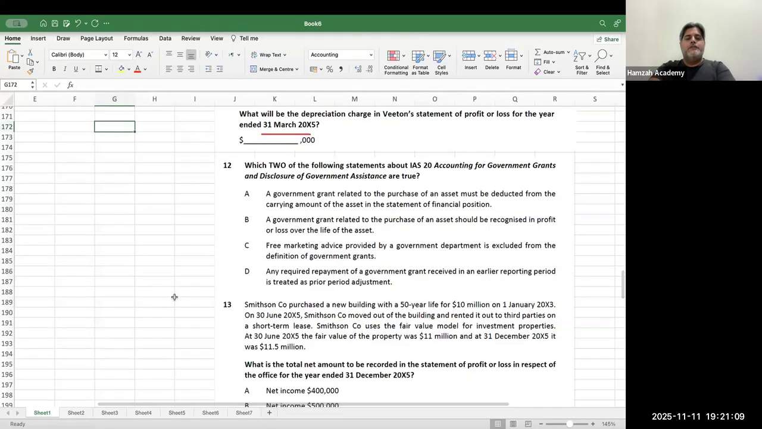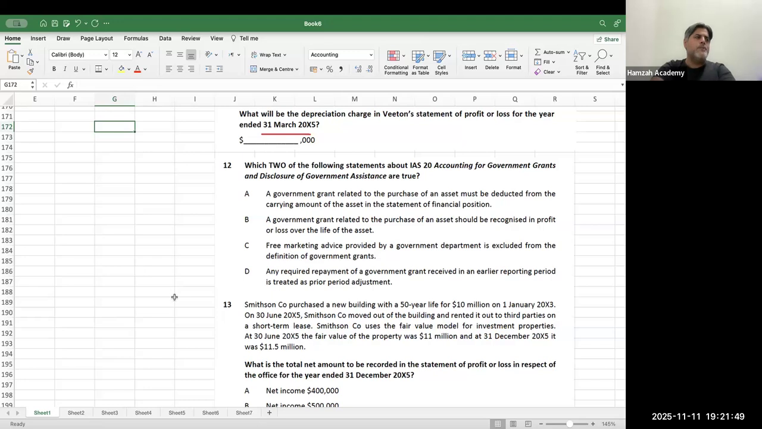Now we have question number 12. Which two of the following statements about IAS 20, accounting for government grants and disclosure of government assistance, are true? Which two statements are correct over here? Number one: a government grant related to the purchase of an asset must be deducted from the carrying amount of the asset in the statement of financial position. No, you can record it separately as well.